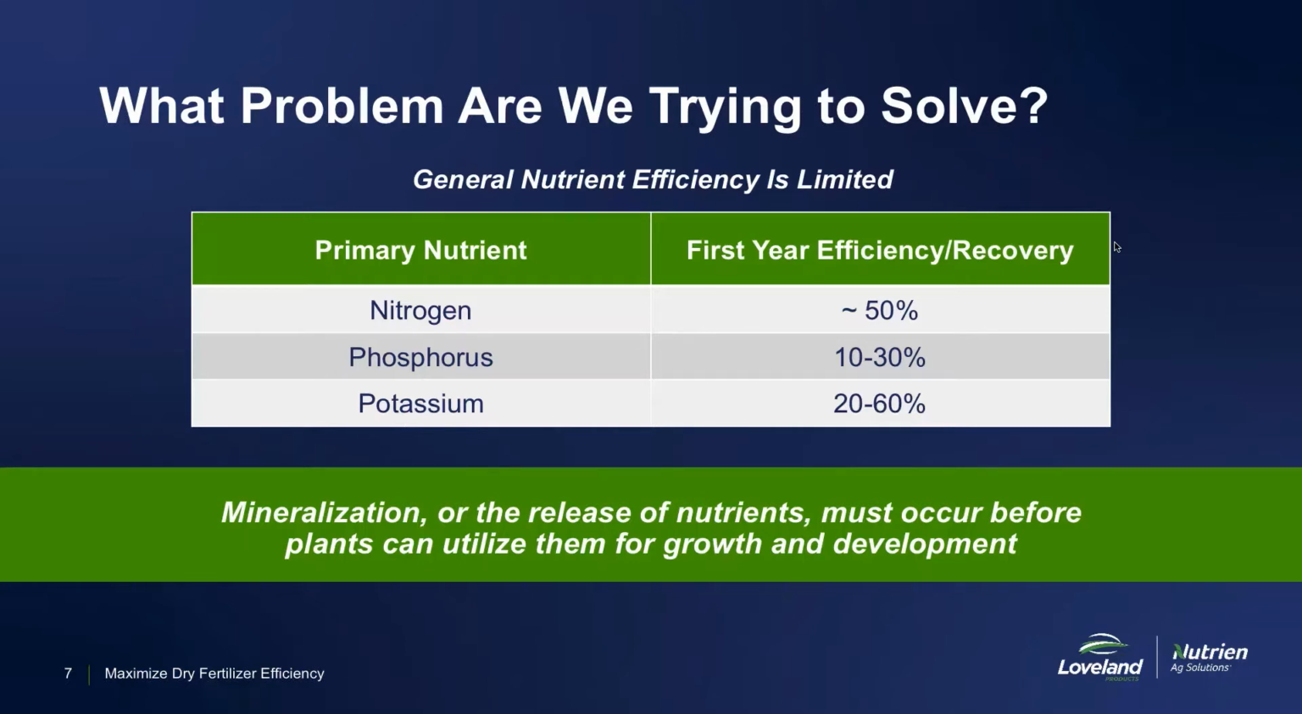All of these sources combined to come up with this table to show that in general, nutrient efficiency or availability is not that great. There's a lot of room to add technology to help improve the availability of our nutrition. And again, you can see down there, a couple of ways to do that is to improve mineralization of organic nutrients, whether nitrogen or phosphorus, or to improve the release or influence the release of other nutrients.